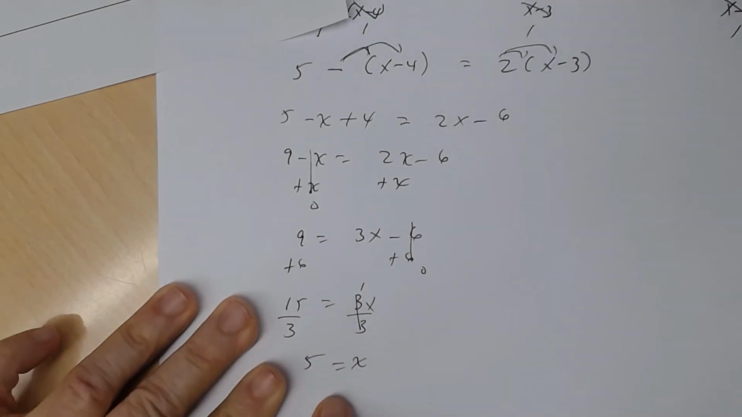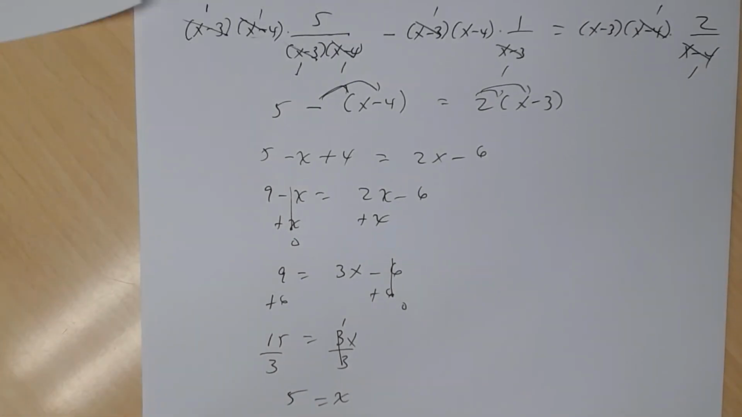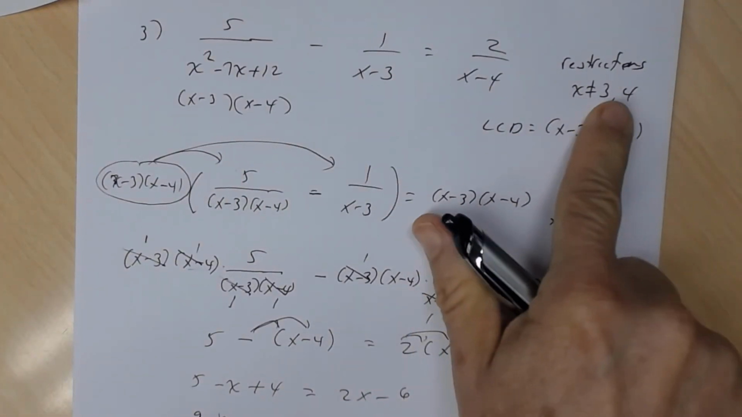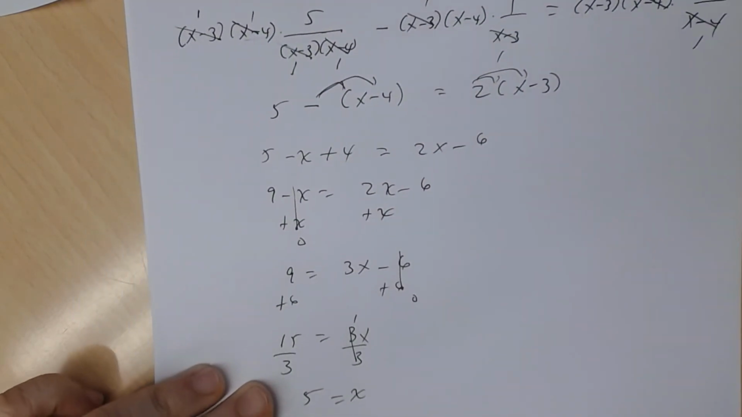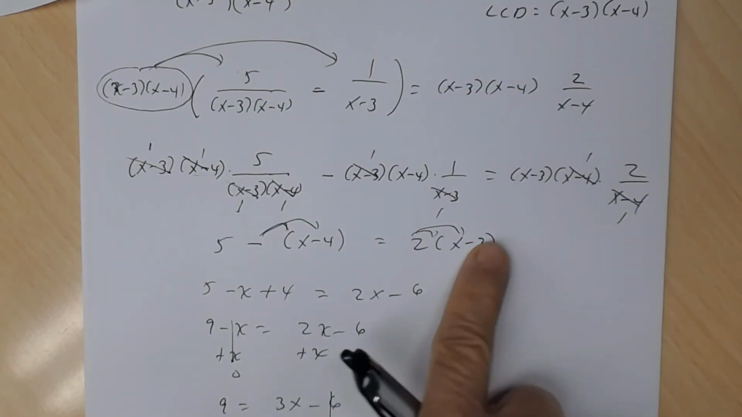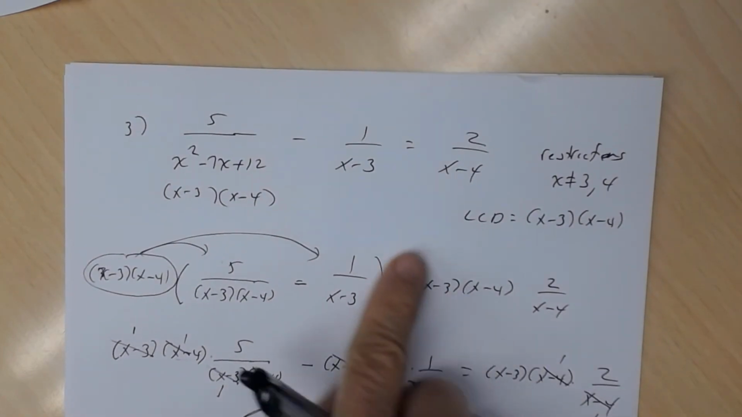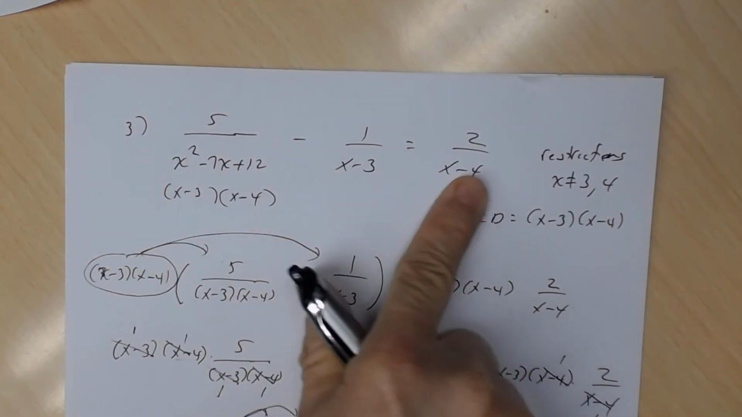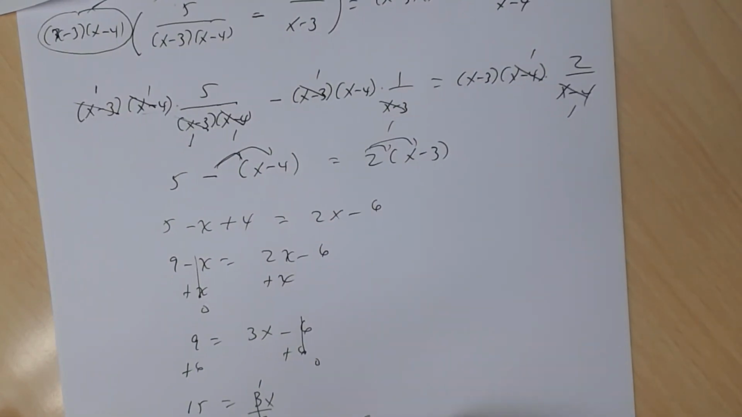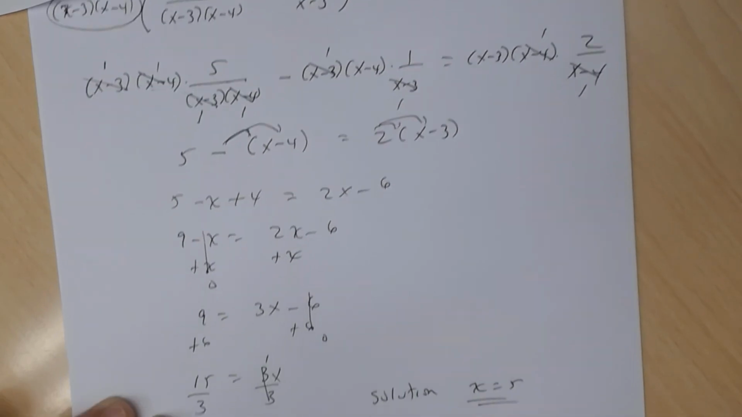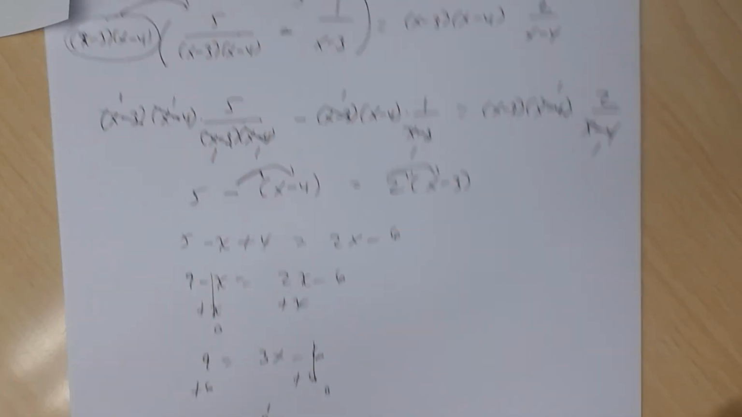Remember, once you get this, all you have to do now is go back to your restrictions and see if that's one of your restrictions. It's not. So 5 will work. So 5 is a solution to this linear equation. It is also a solution to this rational equation because it's not a restriction. So your solution, you're going to say x equals 5. All right.